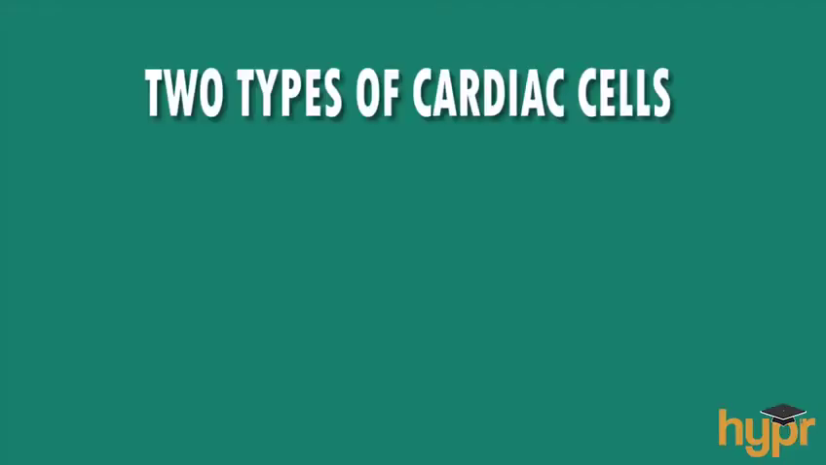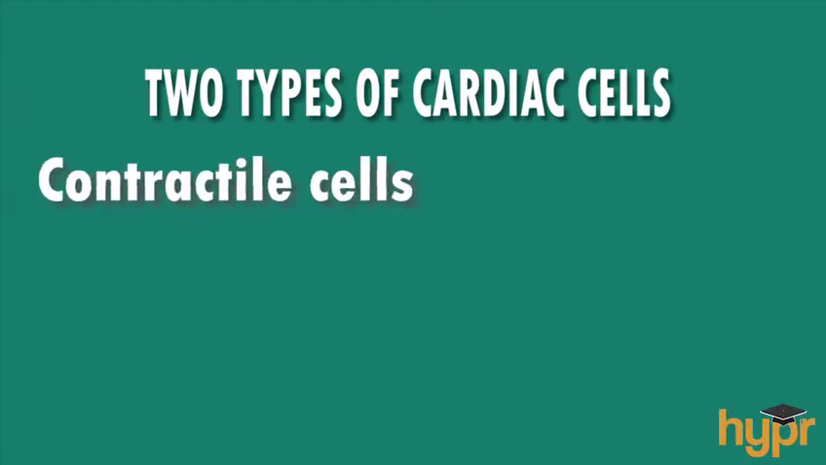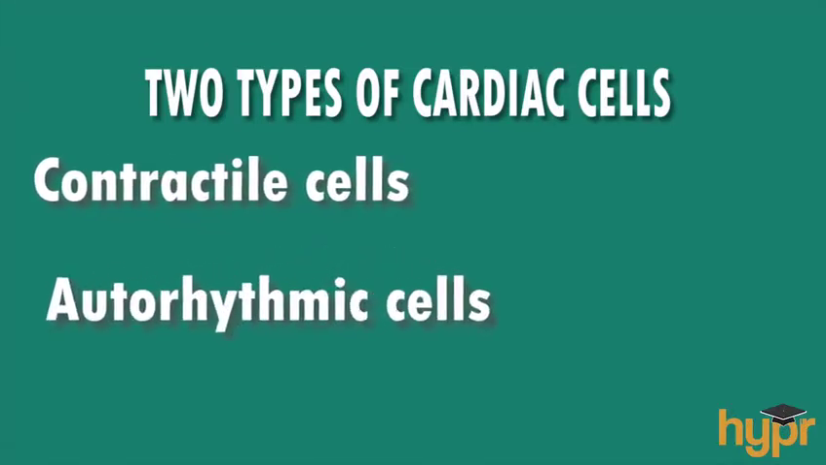There are two types of cardiac cells. There are contractile cells and there are autorhythmic cells. Contractile cells make up some 99% of the heart, which accounts for its musculature. Thus, they are responsible for enabling contractions and generating force.